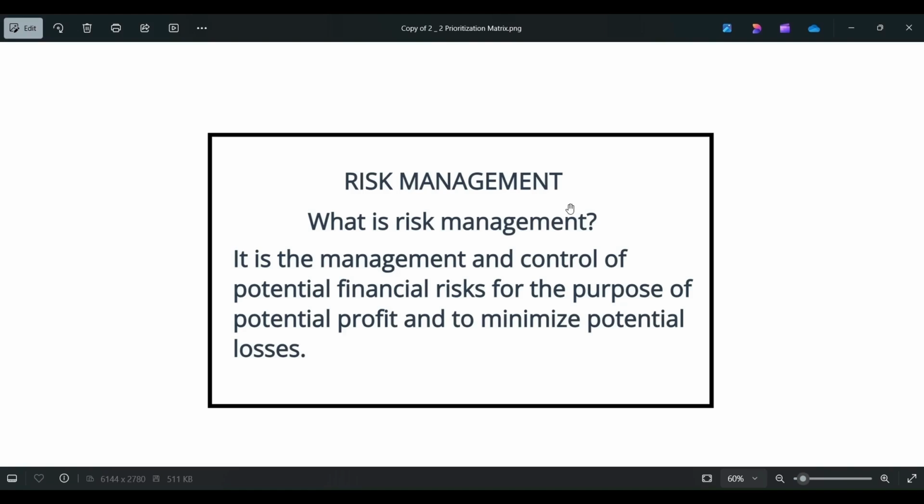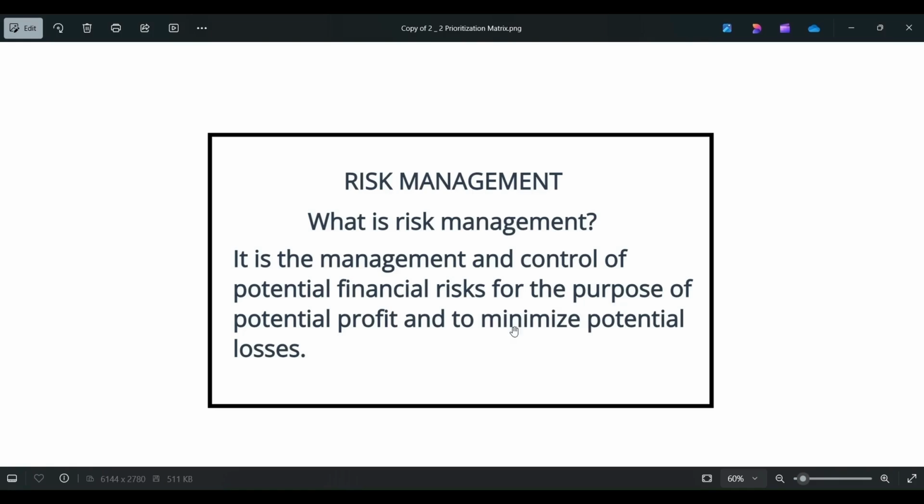It is the management and control of potential financial risks with the aim of potential profit and to minimize potential losses. One of the most important topics in trading is risk management. Even if you perfectly see the market and trade well in backtesting, in real trading, without knowledge of risk management, you can only expect to lose your deposit.